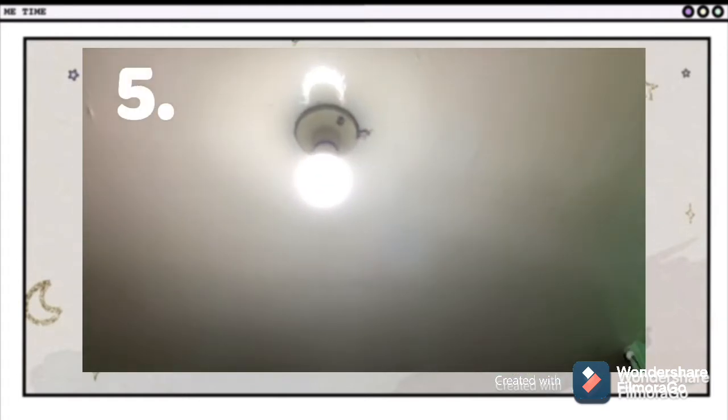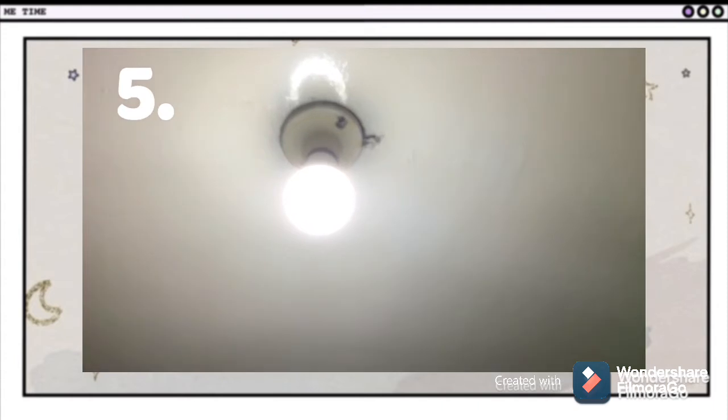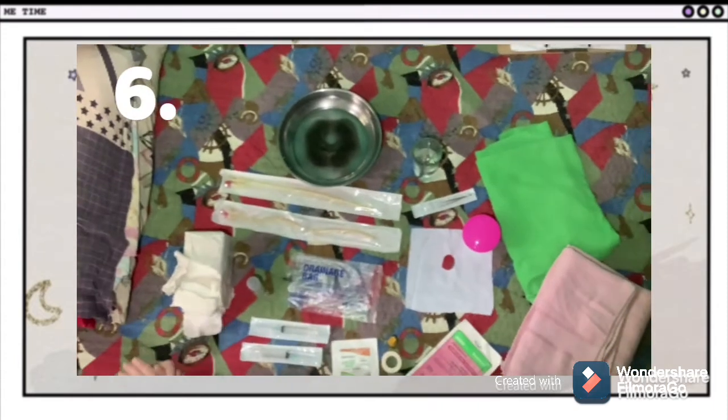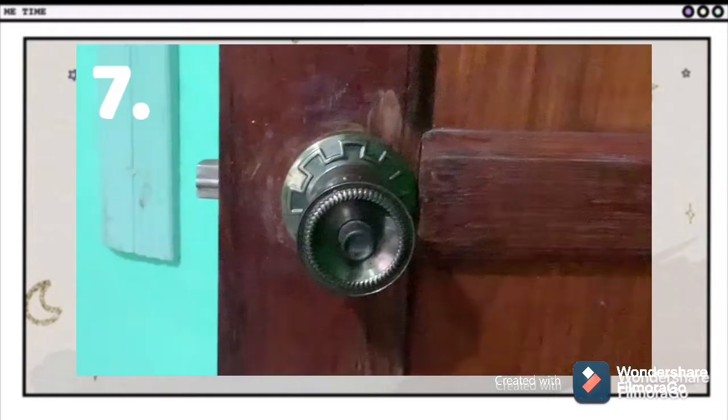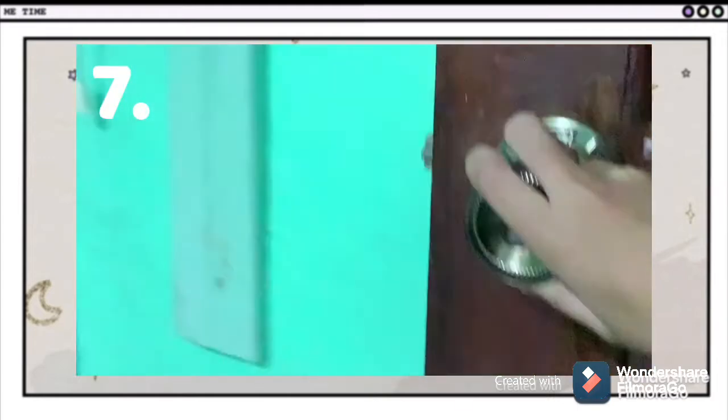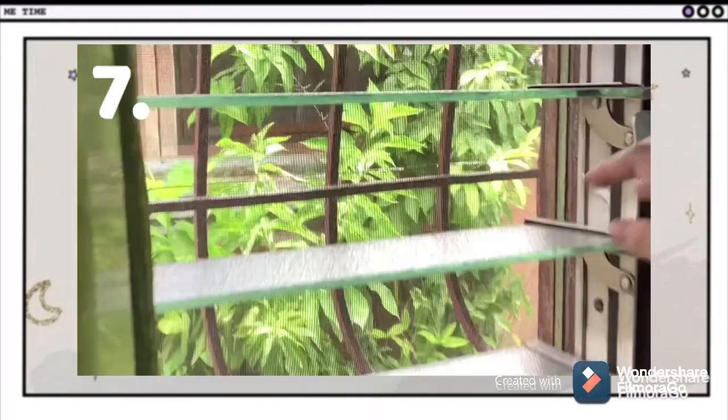Provide good light to locate the meatus clearly. Gather the needed equipment. Organization promotes efficient time management. Provide privacy by closing doors and windows because the client has the right to be protected from exposure.